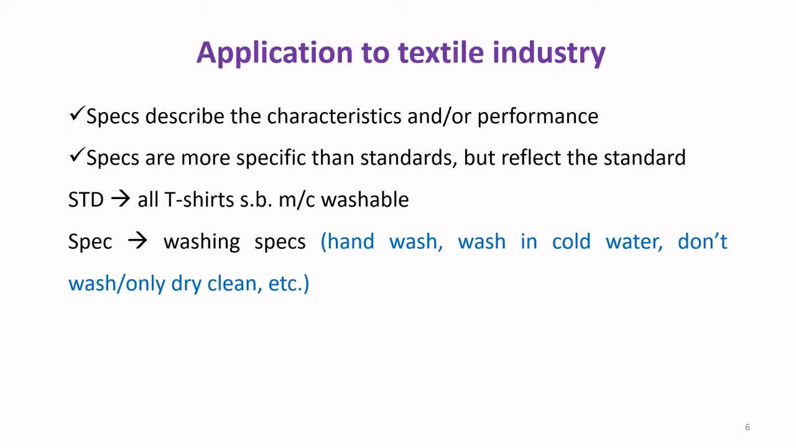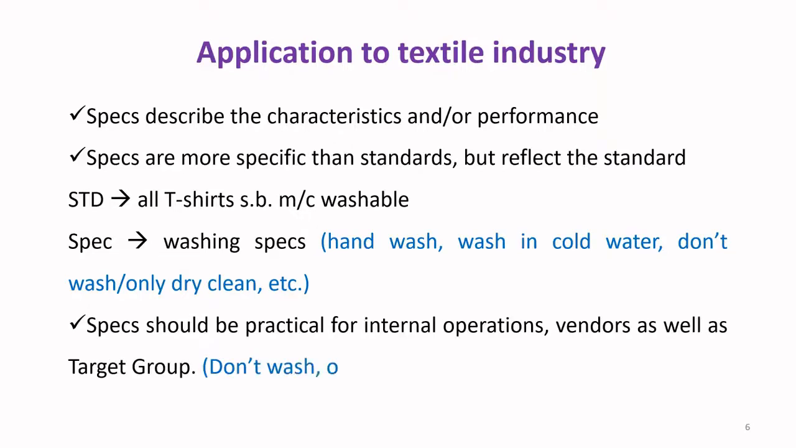So the standard is that whatever t-shirts we make should be machine washable. That is a standard. But if there is a delicate t-shirt, a black t-shirt, a white t-shirt, a red t-shirt, then dark color t-shirts should be washed in cold water. Delicate t-shirts should be washed by hand. There are some t-shirts that shouldn't be washed. They have so much adornment and embellishment that they have to be worn only on special occasions and cannot be washed. They should only be dry cleaned. So that is the washing specification. That is the difference between standard and specification.